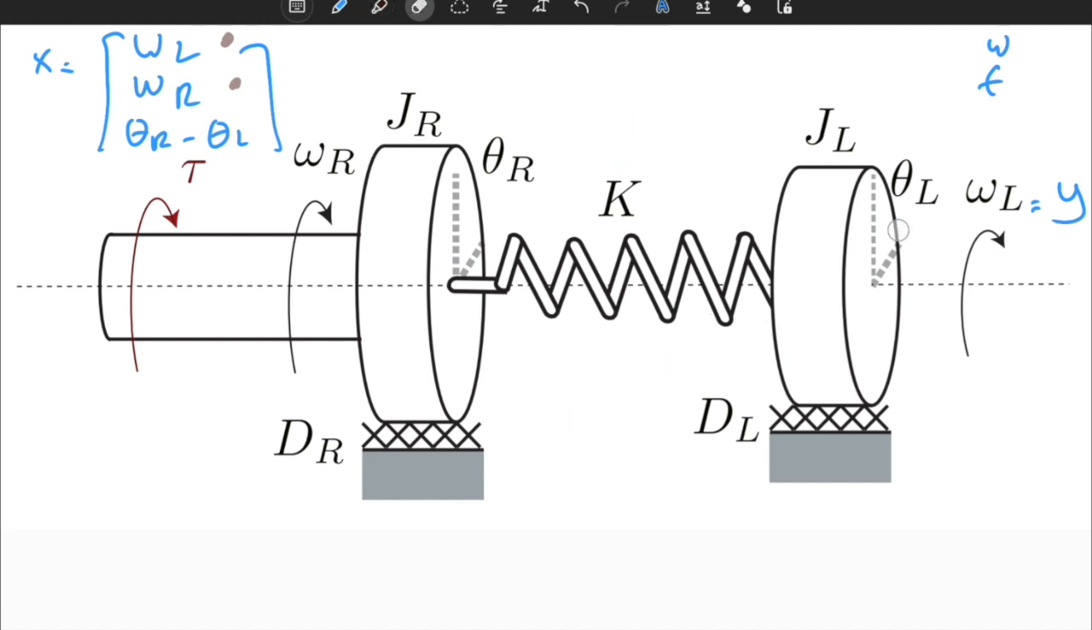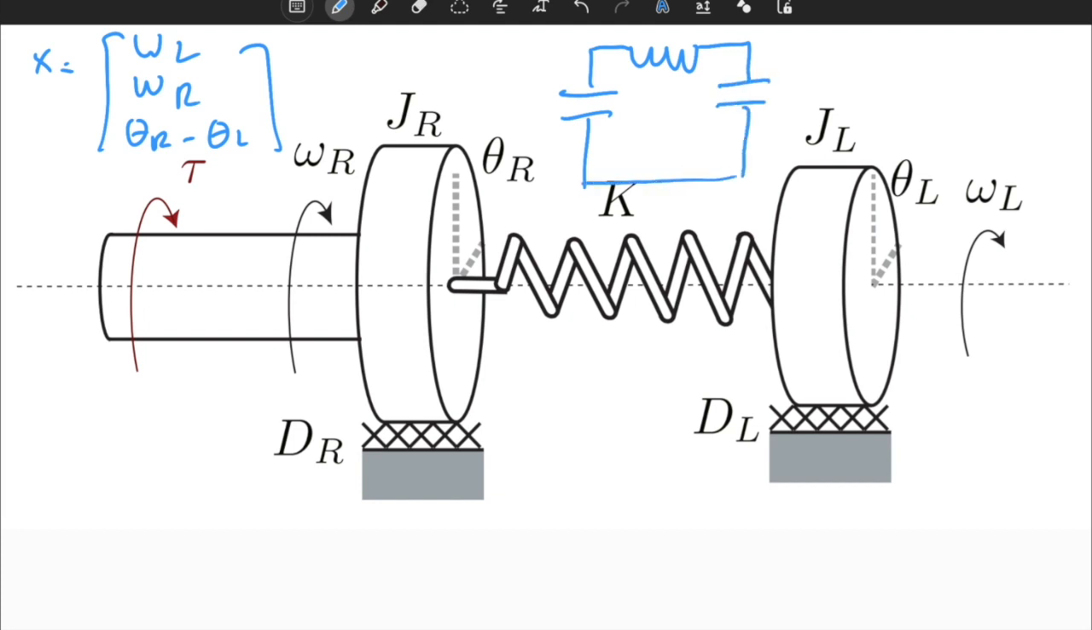The take-home message is, if the state definition is not directly given to you, you should be a little bit careful. One way of understanding how to choose state variables, or the order of the system, is drawing the circuit equivalent of the system. The inertia is always a capacitor. We have a capacitor, connected by an inductor to another capacitor here, and we have a current source, which is the torque.